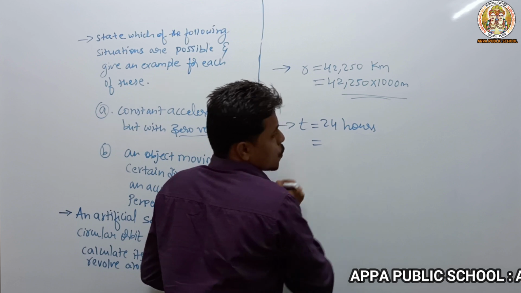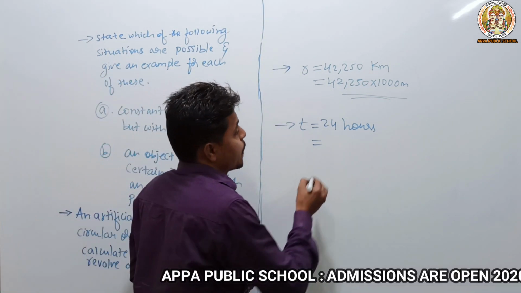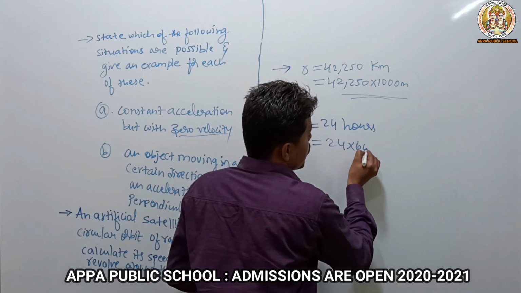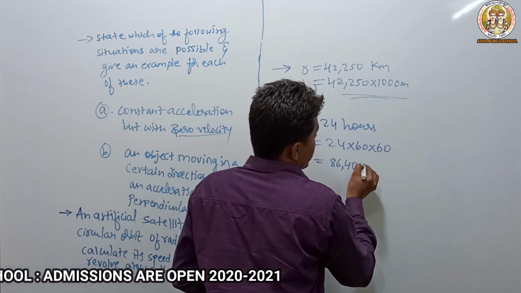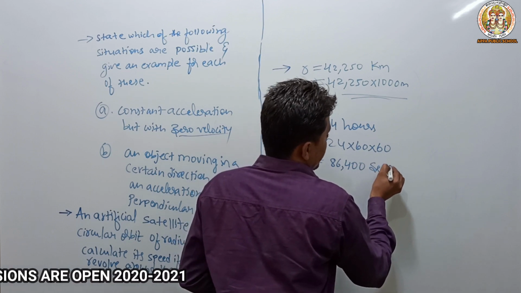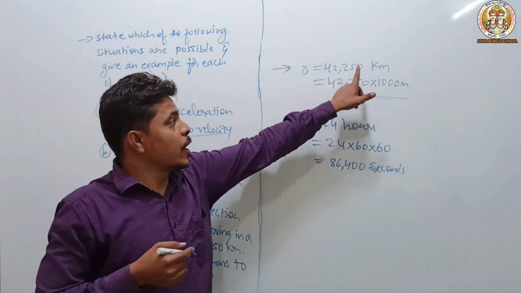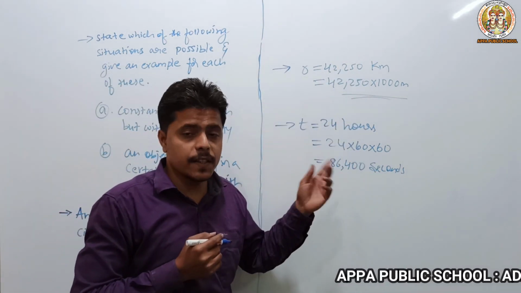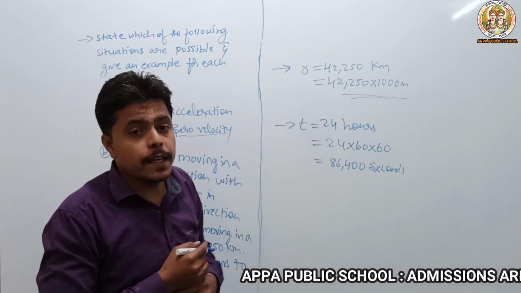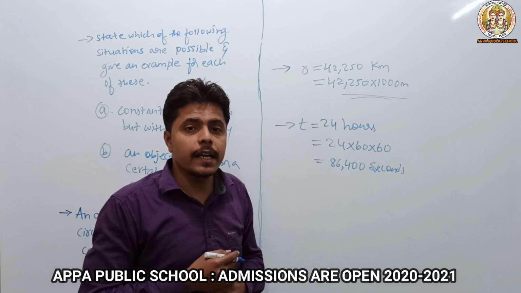Time is equal to 24 hours. If you convert into seconds, 24 into 60 into 60, we are going to get 86,400 seconds. So we first converted the kilometer into meter and then hours into seconds. The radius we have converted in meters and time we have converted in seconds.